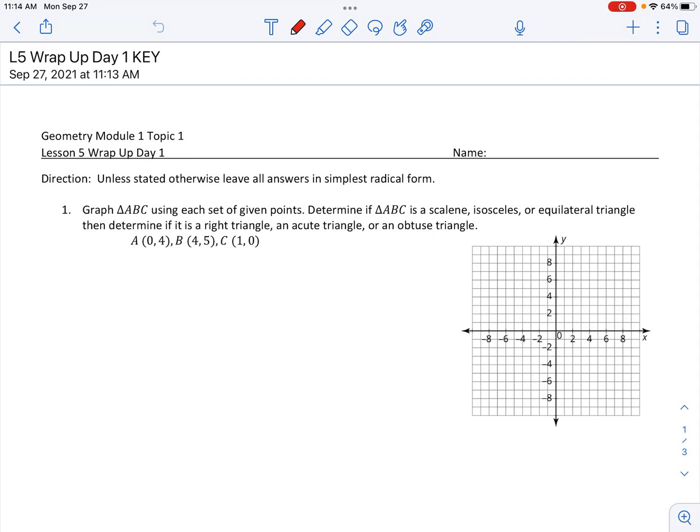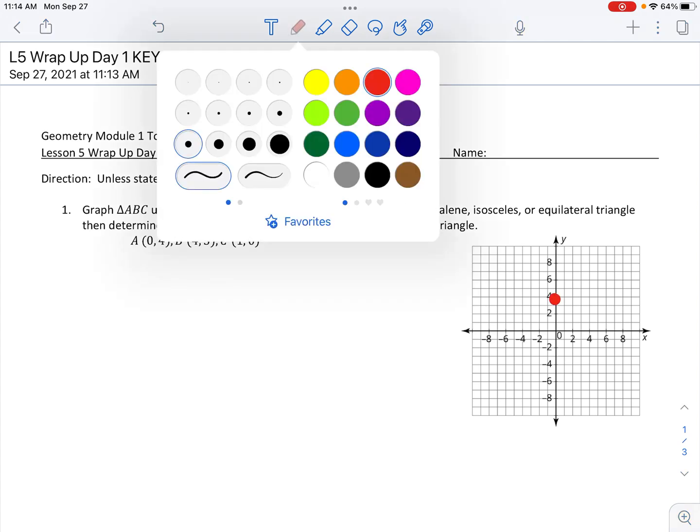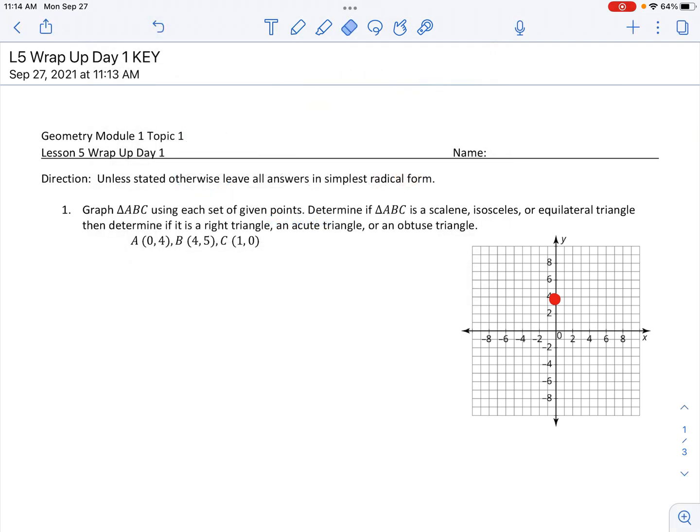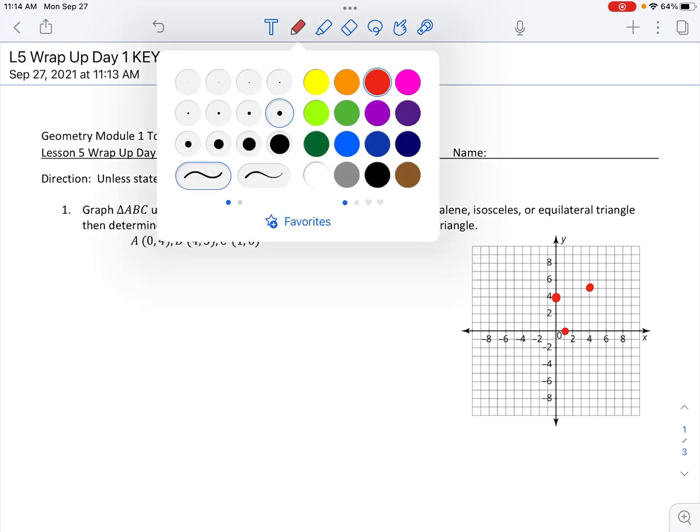All right, question number one. Let's plot those points out here: (0, 4), (4, 5), and (1, 0). Okay.